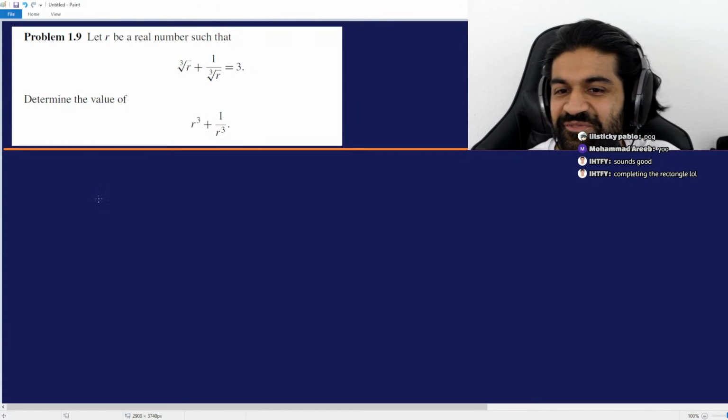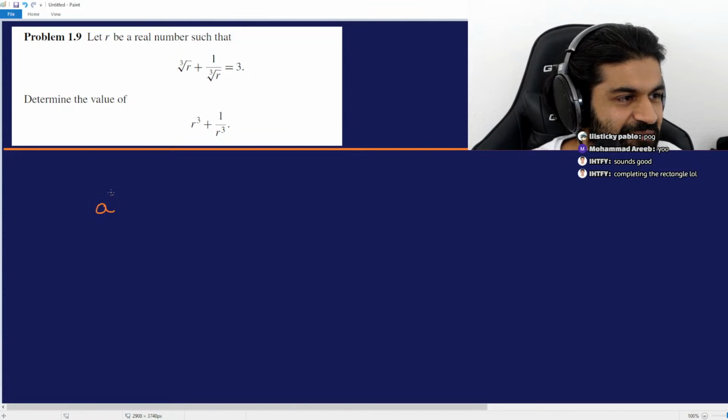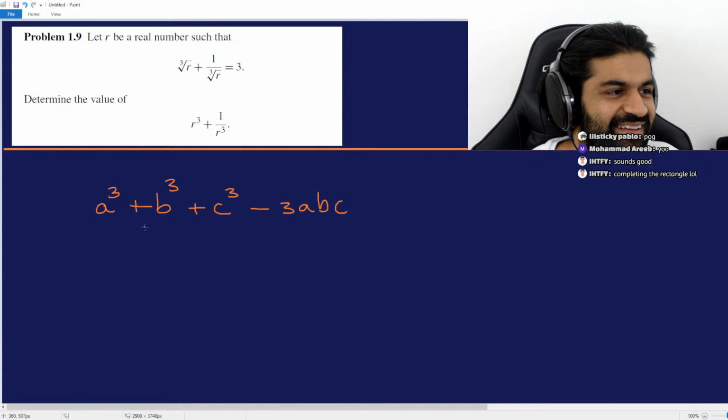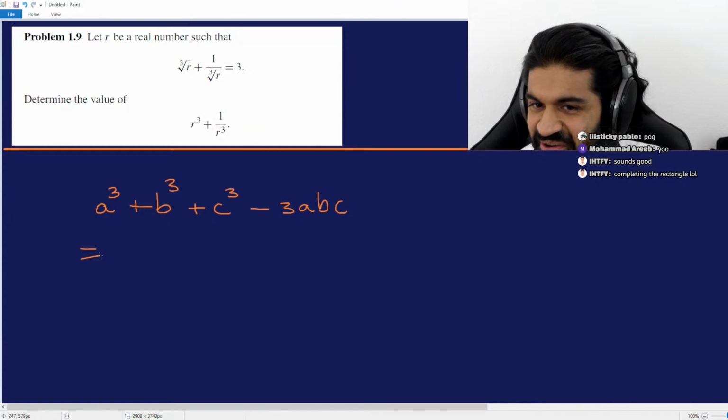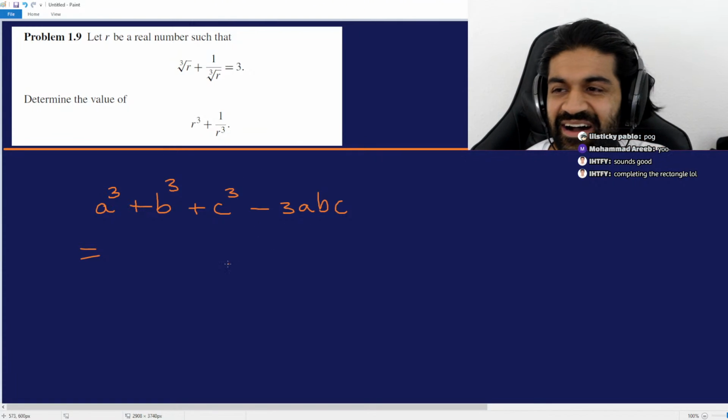I'm curious if anyone in the chat knows how to factor the following expression: a cubed plus b cubed plus c cubed minus 3abc. Let me know. If no one has anything to say, I will soon enough tell you how to do it, because it's a very interesting factorization. And you can think about it in a number of different ways.